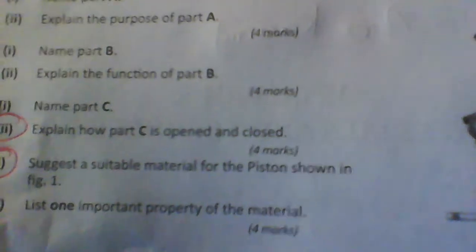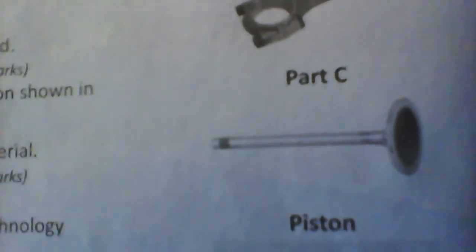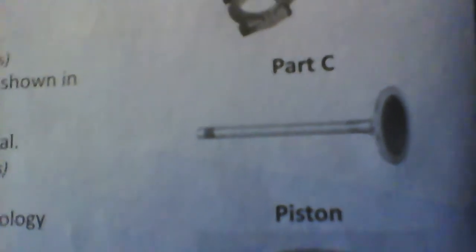name part C and explain how part C is opened and closed. Drawing needed for that one big time. Okay, you need to be drawing that. Part C there looks like that. It looks like a golf tee on its side. What is it? It's a valve.